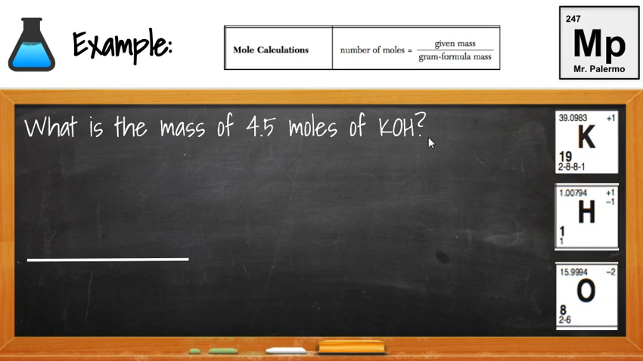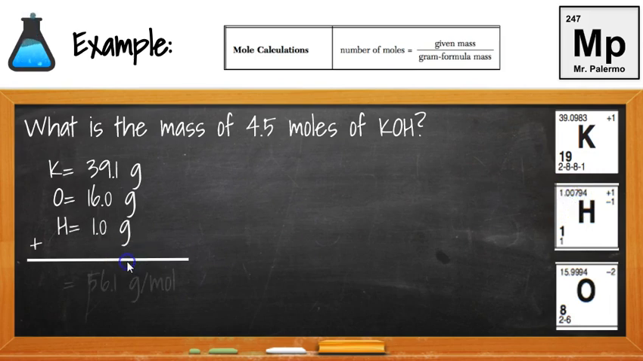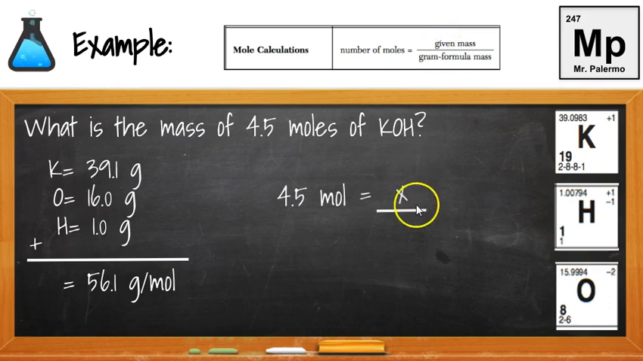So same as before, we're going to determine the gram formula mass of KOH. So K is 39.1, O is 16.0, and H is 1.0. We add those up and we get a gram formula mass of 56.1 grams per mole. That goes here. We have the number of moles, which is 4.5, that goes here. And so we're going to solve for the top part, which is the given mass, or the mass in grams. And so I'll put that as my x.